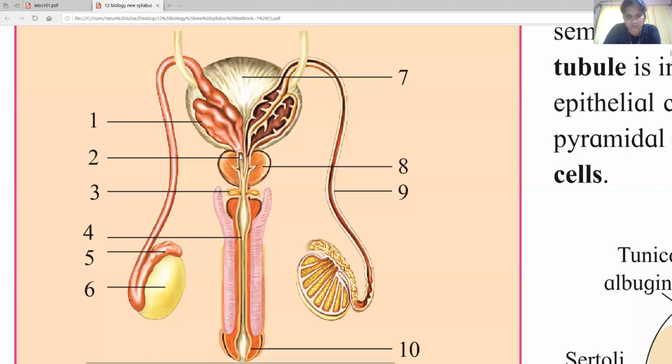Ejaculatory duct is a small 2-centimeter pipeline from your seminiferous tubule to the urethra. Okay, so number 2 is ejaculatory duct. Number 1 is your seminiferous tubule. Number 7 is urinary bladder. Number 8 is your prostate gland. Number 9, vas deferens. And number 10 is penis. Okay, so along with all these labelings, I want the diagram to be posted on the group.